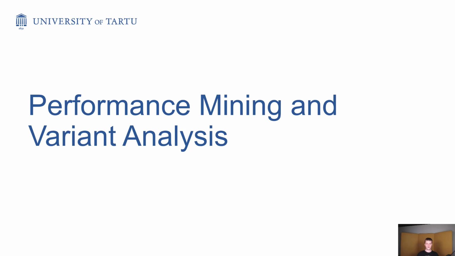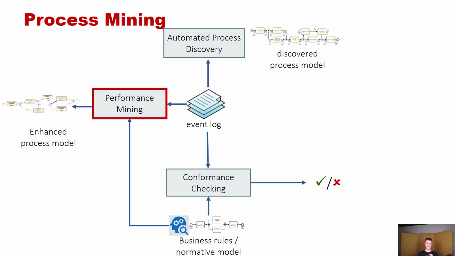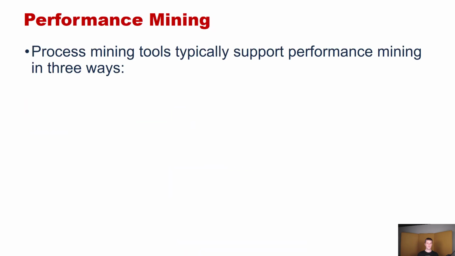In this part of the lecture, we are going to introduce two additional process mining capabilities, and those are performance mining and variant analysis. Let's begin with performance mining. Performance mining takes as its input an event log and sometimes also a set of business rules. A potential result of performance mining is an enhanced process model which gives us additional information that we didn't see with automated process discovery. So let's look at it in a bit more detail.